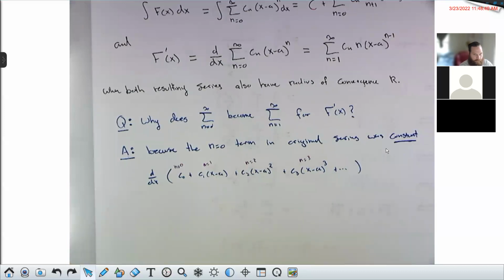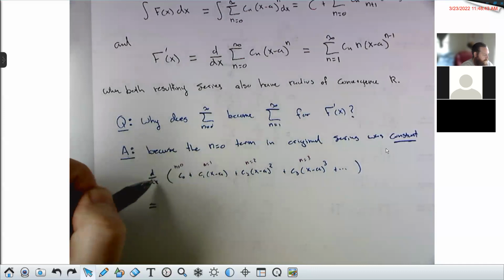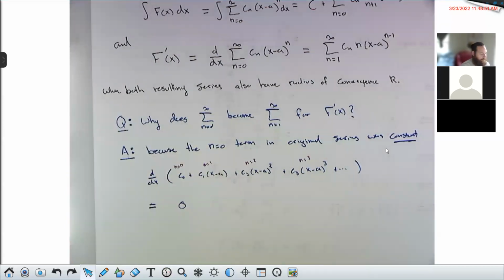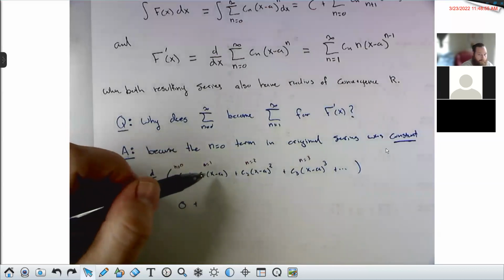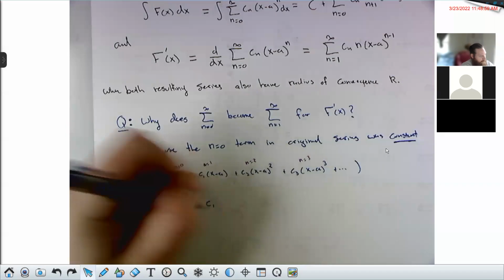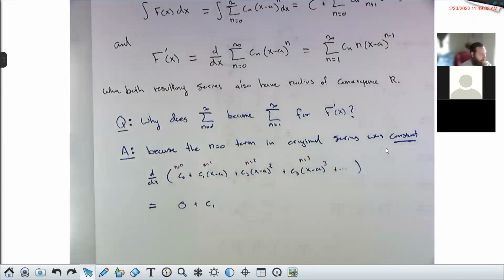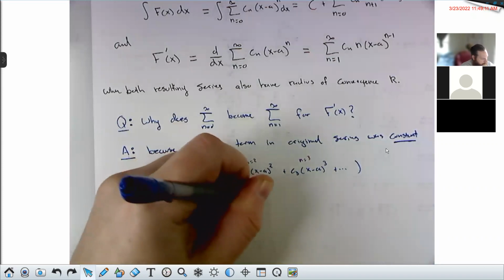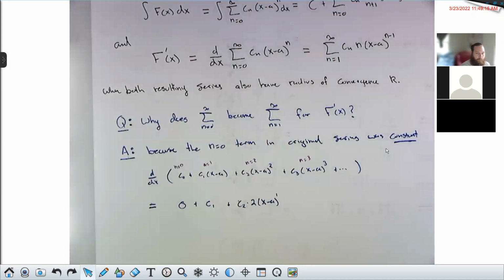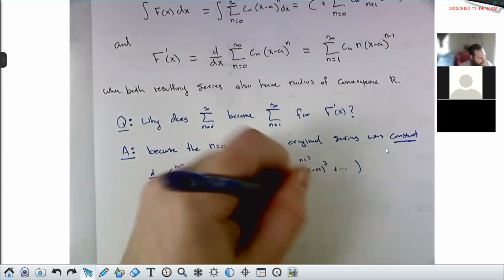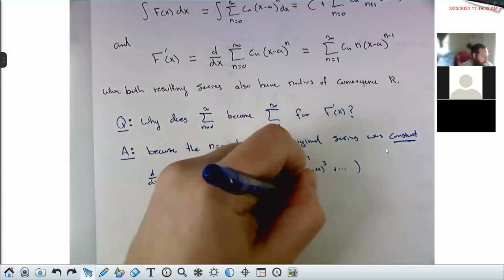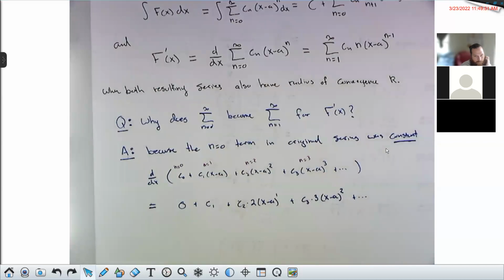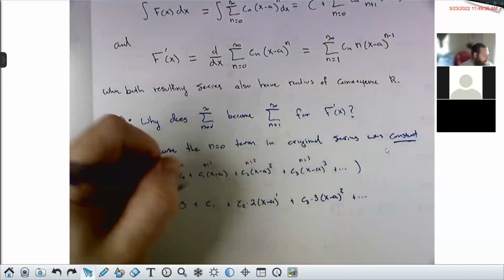What's going to happen when I take d dx of this? I differentiate one term at a time. D dx of the constant c0, that's 0. Plus d dx of c1 times x minus a. Well, the derivative of x minus a is just 1, so that's going to become c1. Plus d dx of c2 times x minus a squared is c2 times 2 times x minus a to the 1. Power rule, right? Just power rule. Plus the derivative d dx of c3 times x minus a cubed is c3 times 3 times x minus a squared, power rule. So the n equals 0 term vanishes.